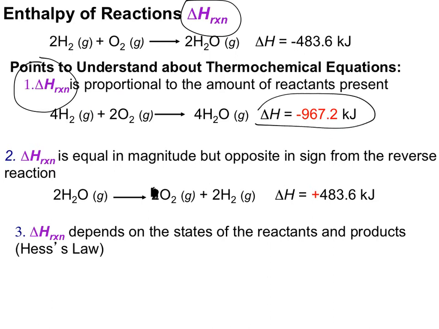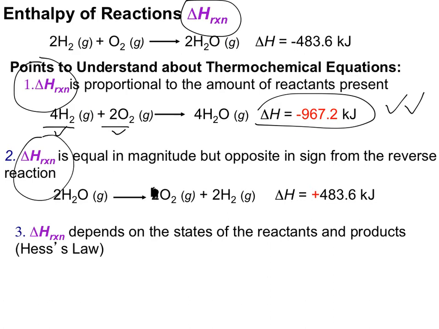So the number you see here for this specific thermochemical equation is proportional to the amounts of reactants that you have present. So if these numbers here, these coefficients, were different, the delta H value that you have right here on the right would be different as well.